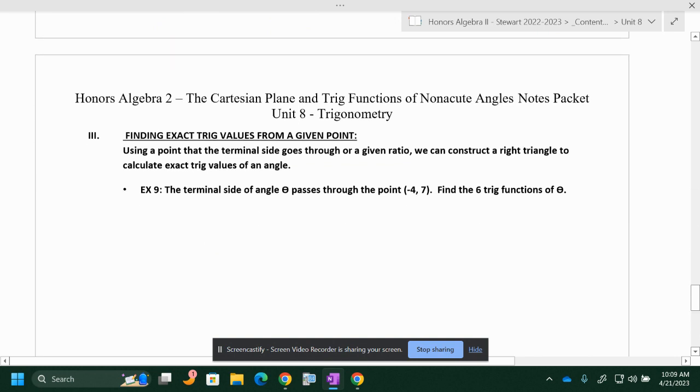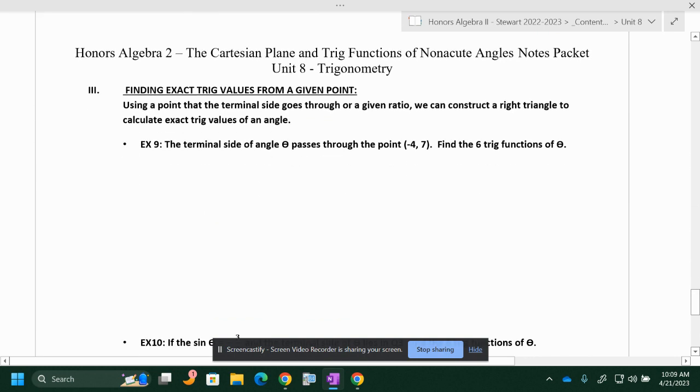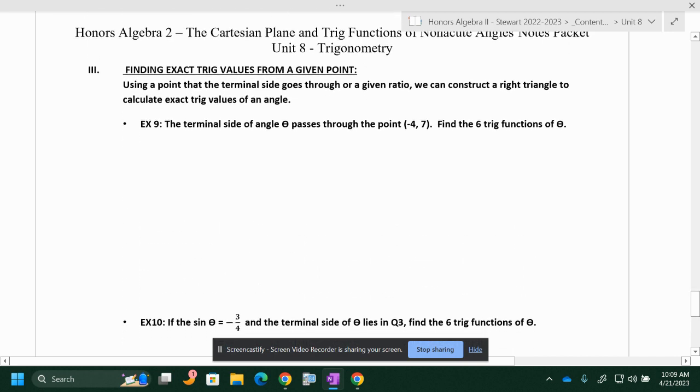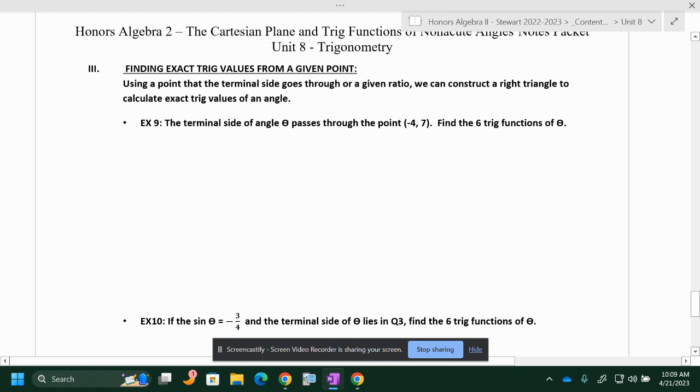All right, so here we're talking about finding exact trig values given a point. Use a point that the terminal side goes through, or a given ratio. We can construct a right triangle to calculate exact trig values of an angle. So the terminal side of an angle passes through the point (-4, 7). Find the 6 trig functions of theta. I think this is time for another video. We'll catch this in our next video that we do.